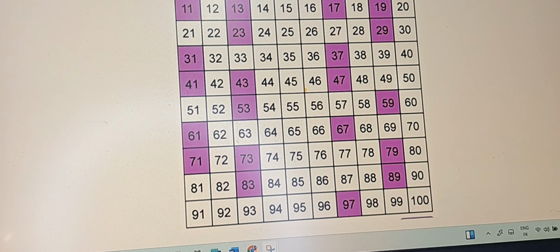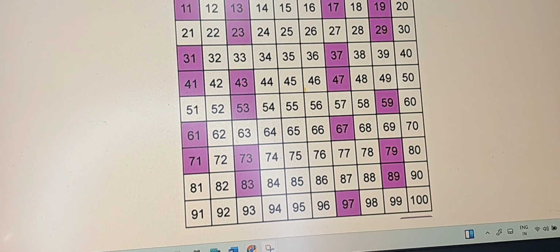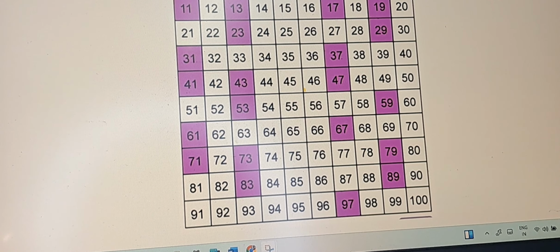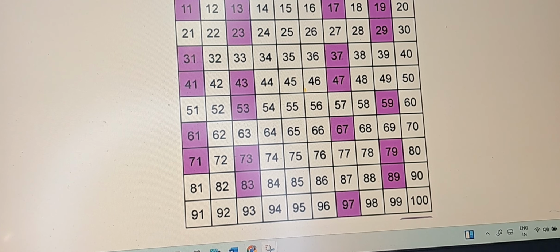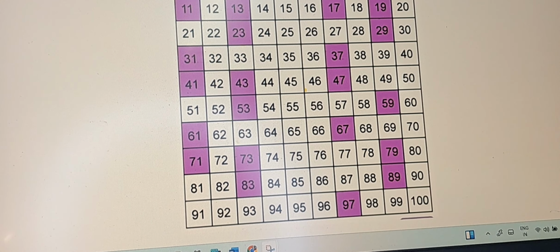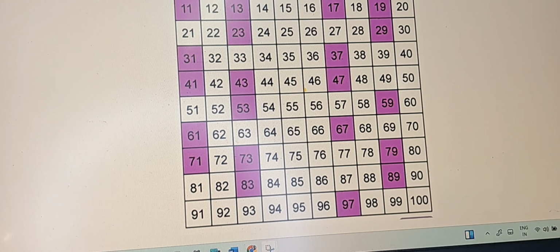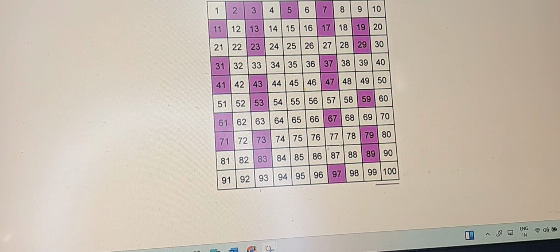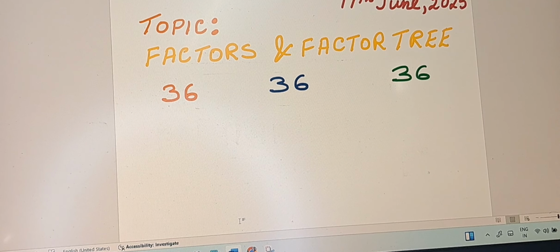41, 43 and 47. Between 50 and 60? 53 and 59. Between 60 and 70? 61 and 67. Between 70 and 80? 71, 73 and 79. Between 80 and 90? 83 and 89. And there is only one prime number, 97, between 90 and 100. So students, we have to know all the prime numbers between 1 and 100.